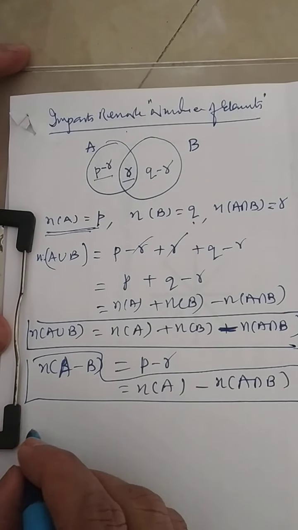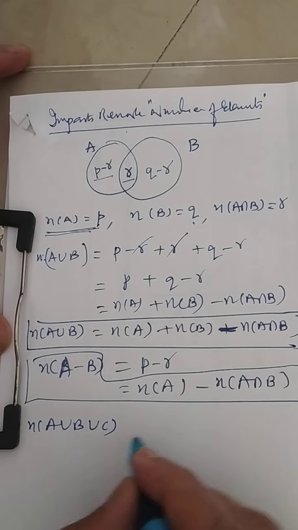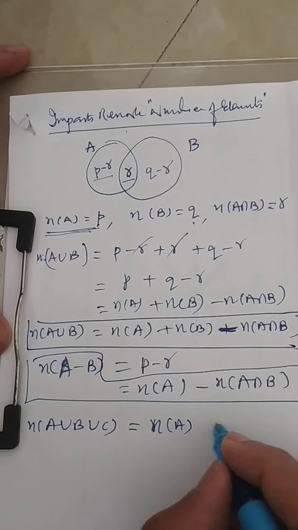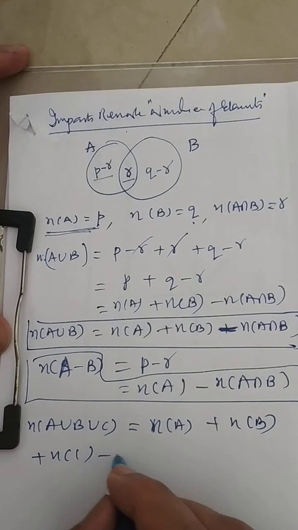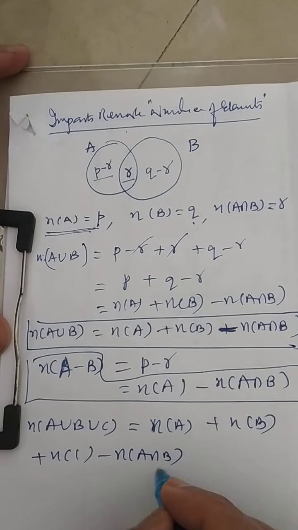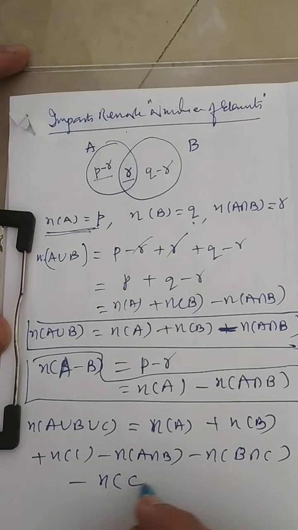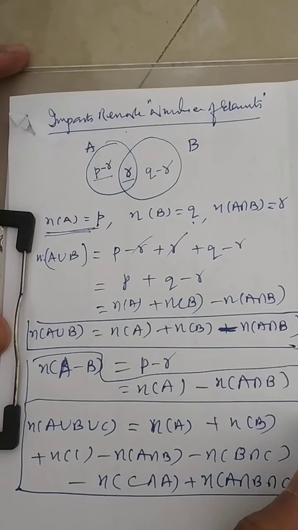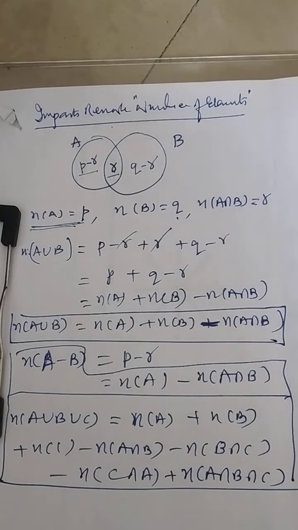But always remember, if there are three sets, then the remark is slightly different. Suppose there are three sets and the union is asked, then it will be n of A plus n of B plus n of C minus n of A intersection B minus n of B intersection C minus n of C intersection A plus n of A intersection B intersection C. There are similar remarks which you are supposed to know while learning this particular topic.